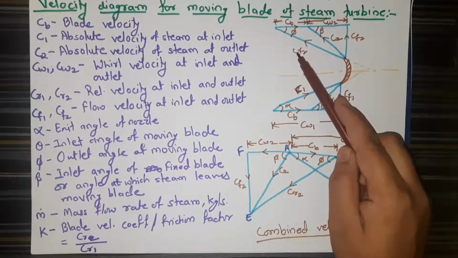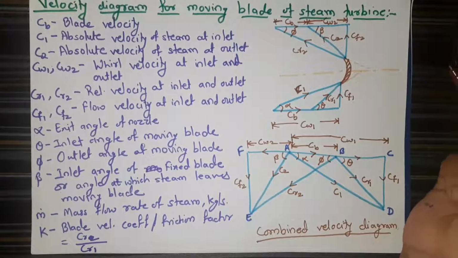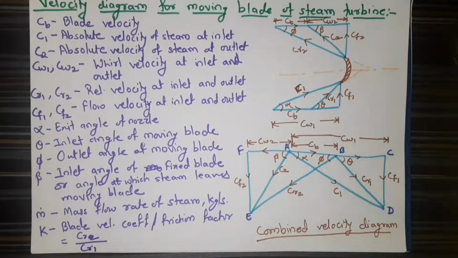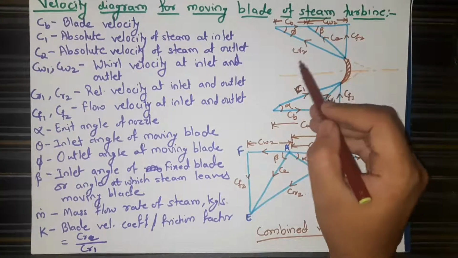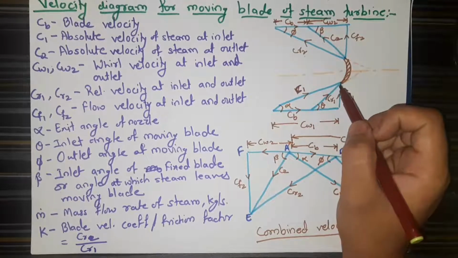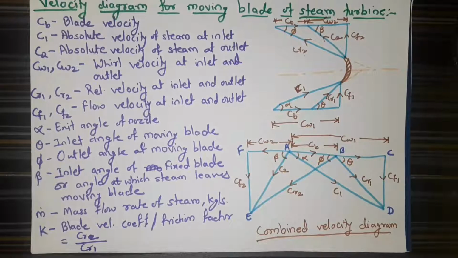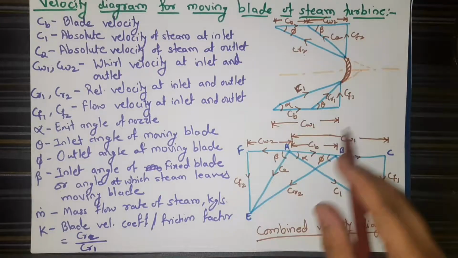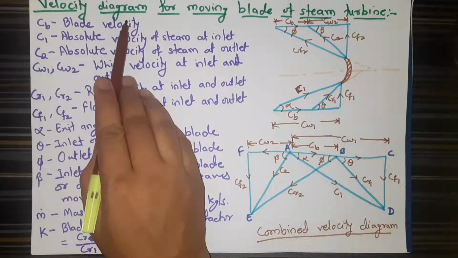As we know here, we are using a steam as a working fluid. Both velocity and volume takes part here. So to avoid the confusion, we are using C for velocity and V for volume. So let's discuss all these notations. CB is a blade velocity.